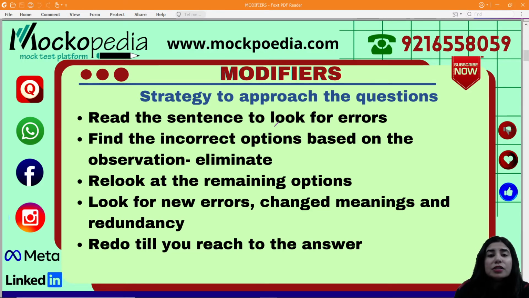Also, it is suggested that you eliminate the other answer choices which repeat the error, right? So eliminate the answer choices where you can see the similar error being repeated. Now you're left with other answer choices. For these, please look for a new error, or see if the meaning is getting changed or if there is redundancy. Keep on repeating the steps till you reach the right answer. This entire process is called the process of elimination.